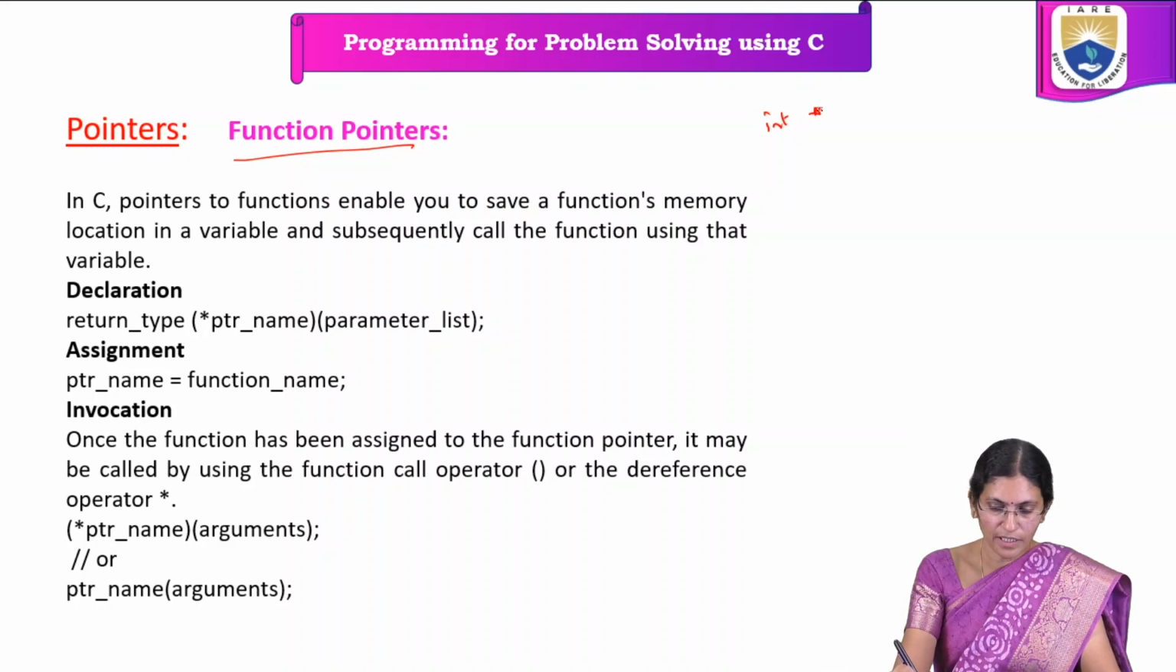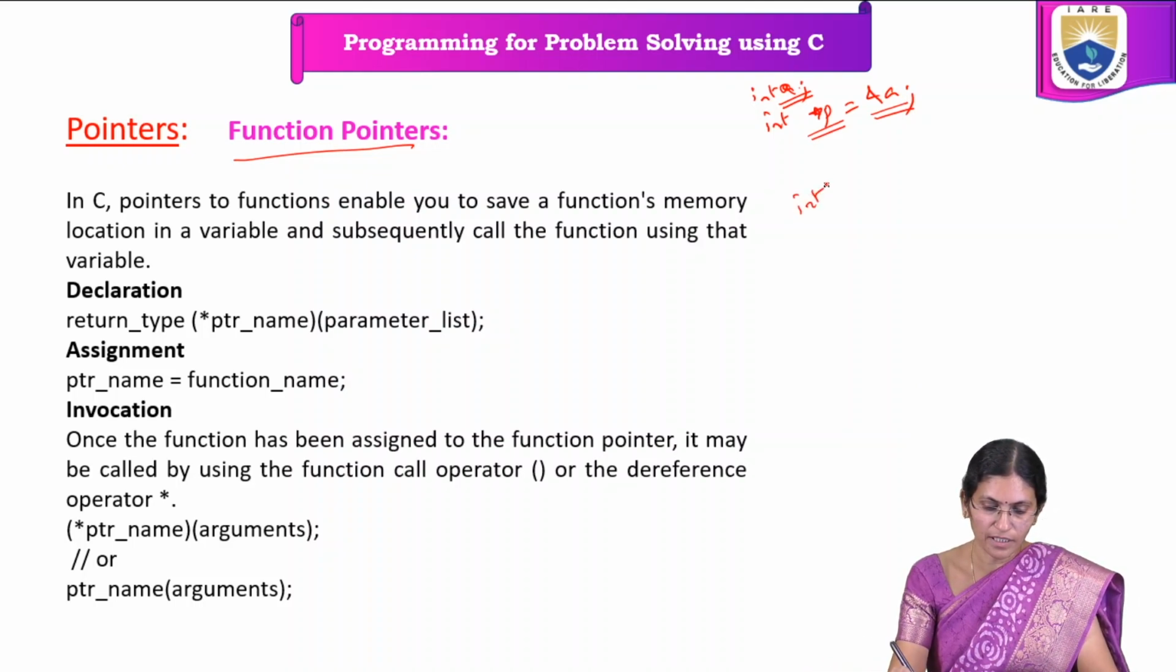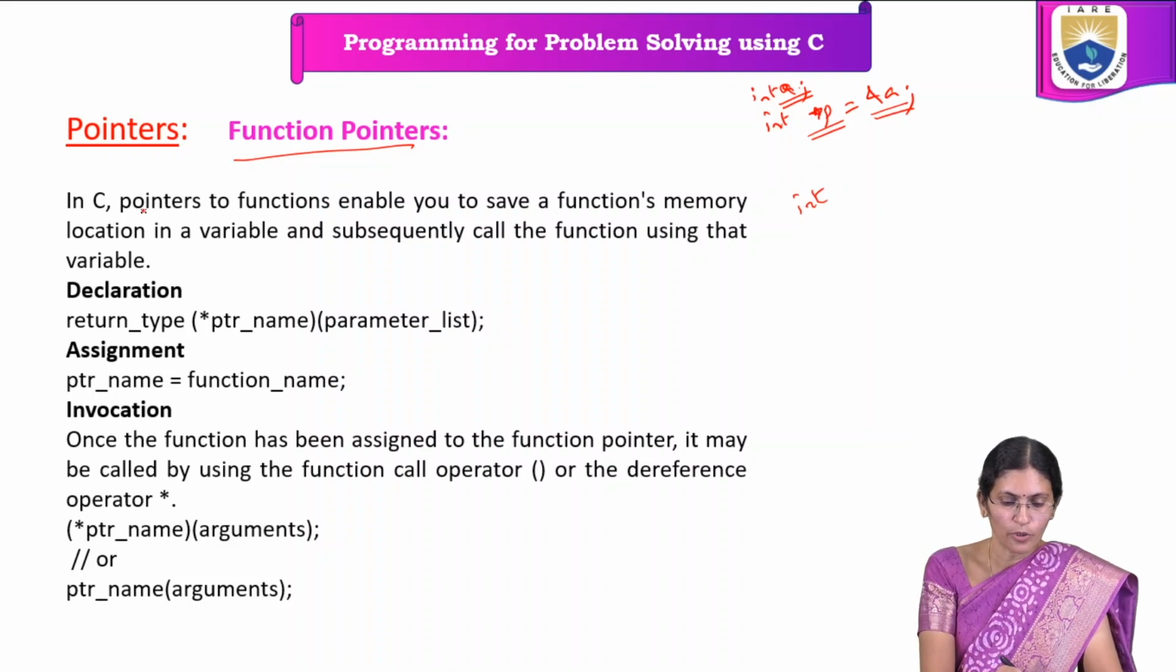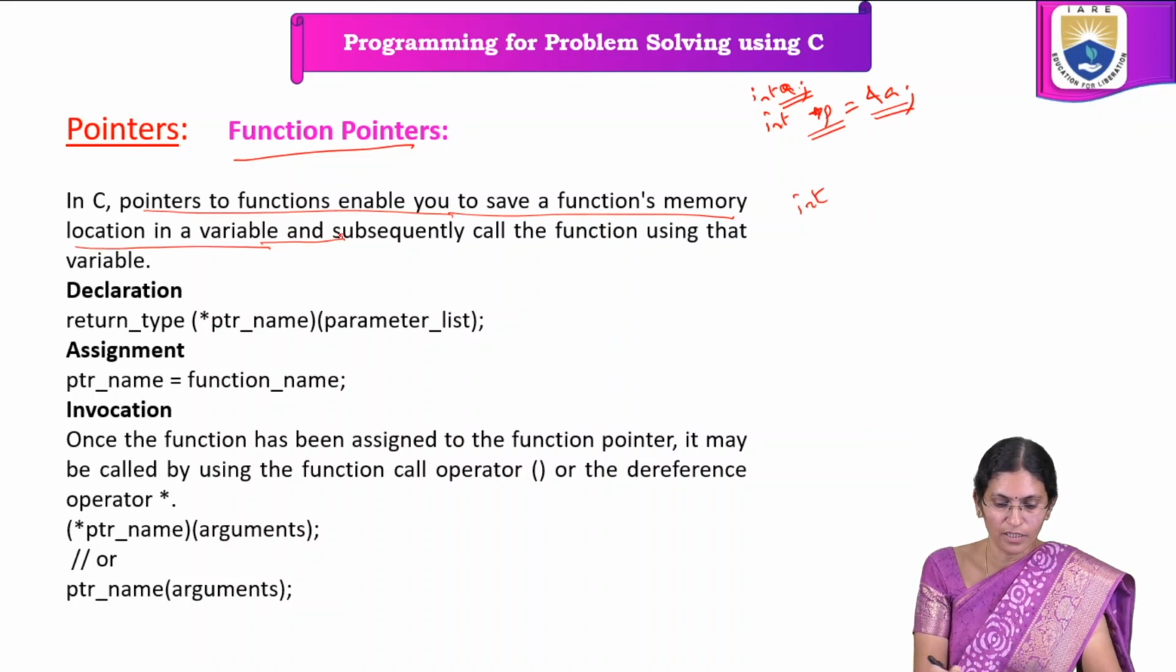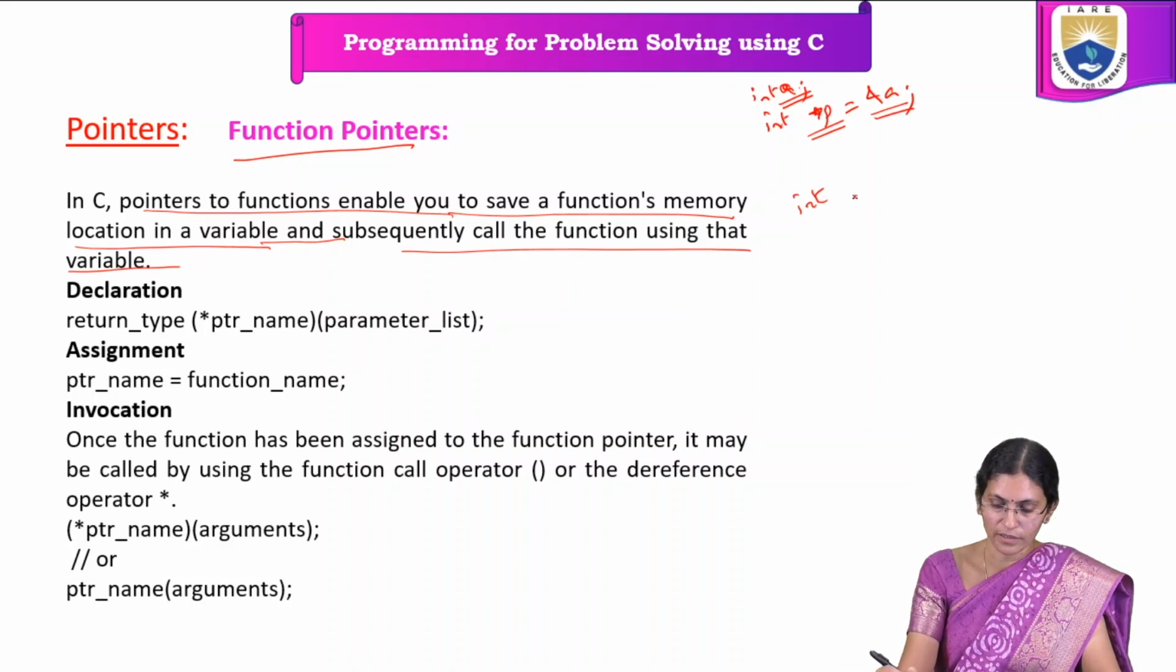As we declare a pointer to a variable, this is equal to ampersand A, where A is an integer variable and this is a pointer which is pointing to an integer value. Similarly, we can use this for function pointers also. Pointers to functions enable you to save a function's memory location in a variable and subsequently call the function using that variable. So we can store the address of the function also in the pointers.